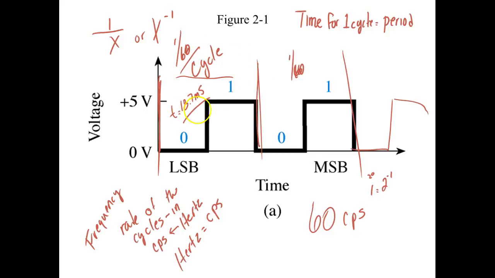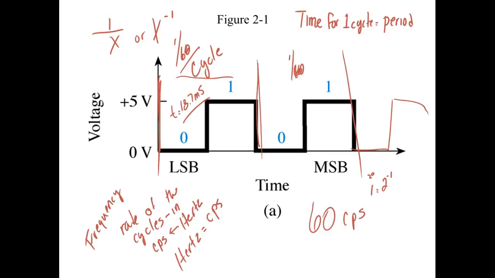So that means I knew that if it's 60 cycles per second, then I know that each cycle would be 1/60th of a second. So if the frequency goes up, what's going to happen to the period? Let's say I double the frequency, to 120 cycles per second. Now each cycle is going to be 1/120th, right?